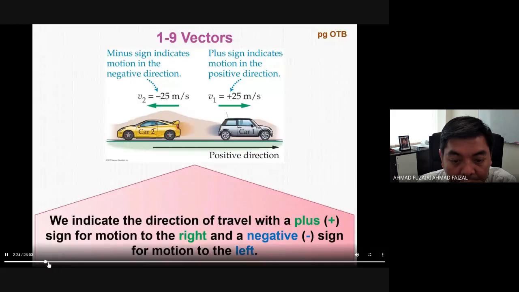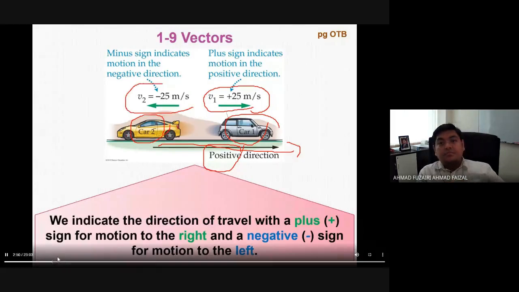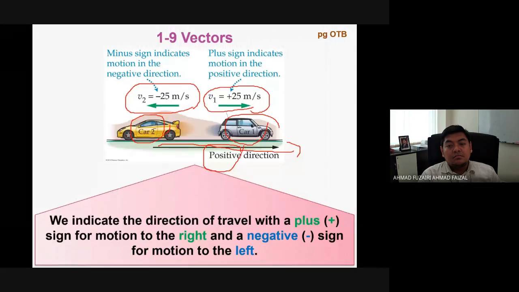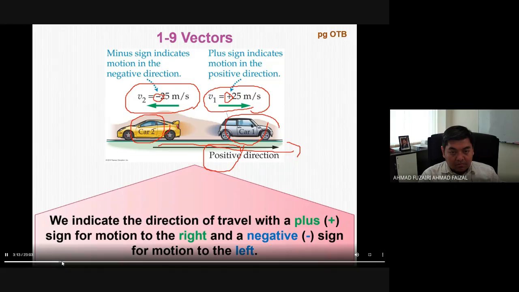Okay, so here we go to the example. Here you have two cars, car 1 and car 2. I choose the right to be the positive direction. Car 1 is traveling at positive 25 meters per second, whereas car 2 is traveling at negative 25 meters per second. Both cars have the same speed, the same magnitude, but different direction, so we indicate that with a negative.